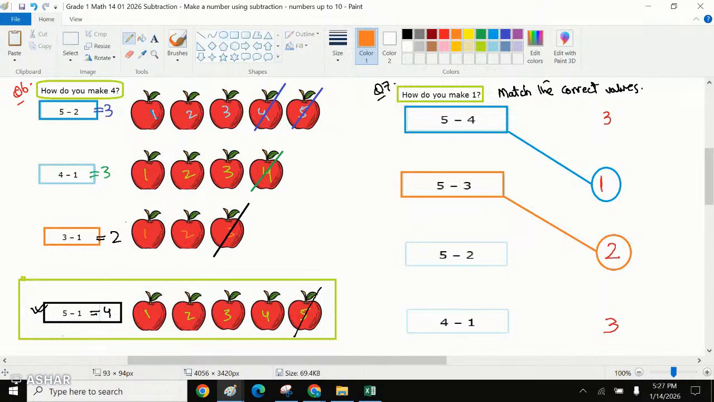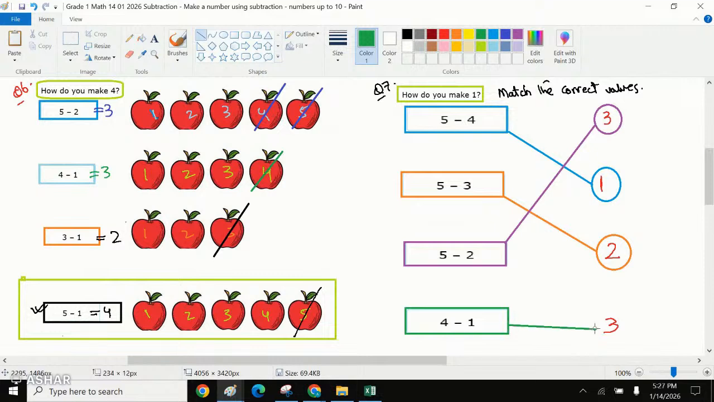And we need to match 5 minus 2. If we say we have 5 minus 2, can we say 5 minus 2 is 3, right? 5 minus 2 will be 3. Agreed? And what is 4 minus 1? 4 minus 1 would be equal to the last remaining value, and that is simply 3.